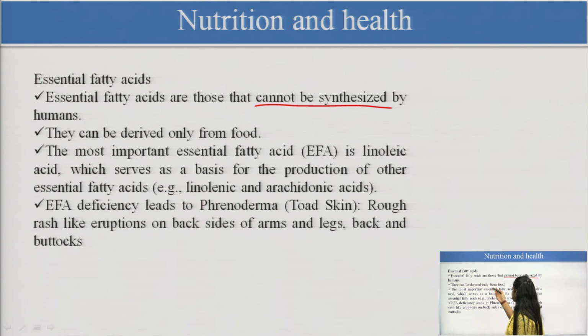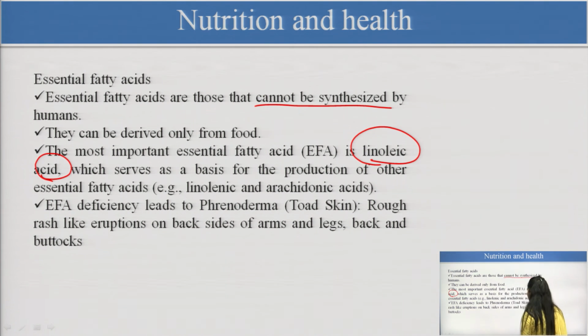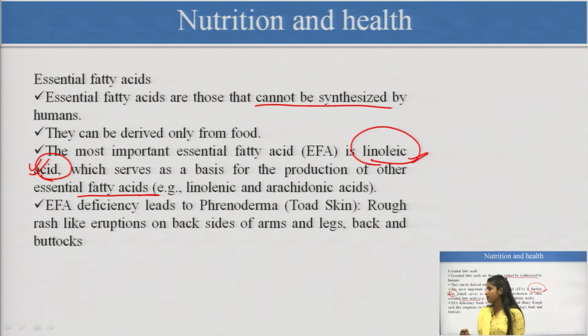Now, the most important essential fatty acid is linoleic acid, okay. Linoleic acid is used for the production of other essential acids, that is why it is a main component we require. And if a person is deficient in these essential fatty acids, there is one deficiency you can find, phrenoderma, which is known as toad skin, in which there is eruption on the skin, okay. There are rough rashes and eruptions on the back sides of the arms and legs, and the whole of the body. So, there is roughness on the skin that we will find from this deficiency of essential fatty acids.